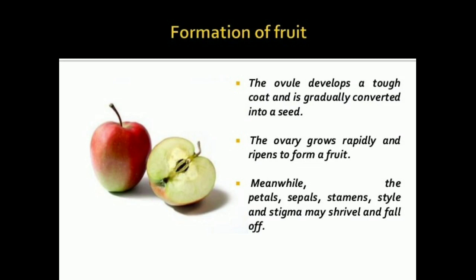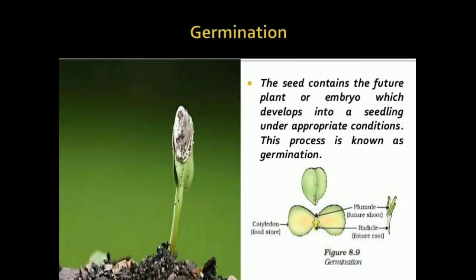Next we have germination. So now the seed and fruit are formed. We know that the seed contains the future plant or future organism, the embryo, which will develop into a seedling under appropriate conditions. This process is known as germination. So you can just look at the picture. It shows the different parts of a seed.